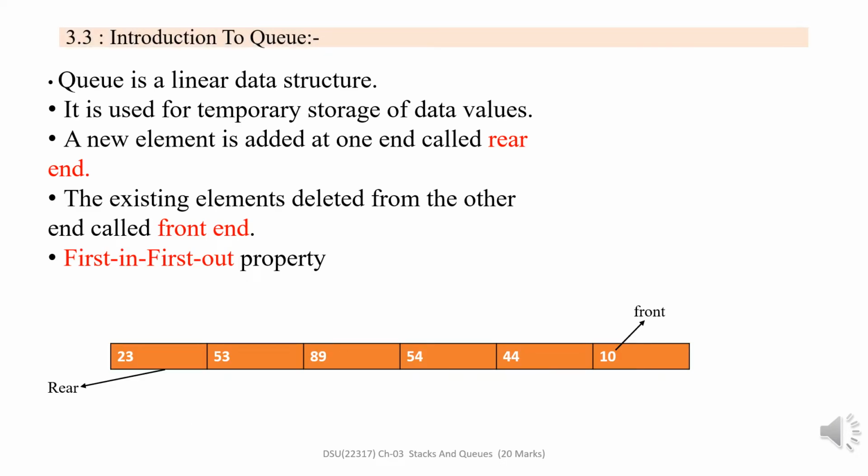And this is the introduction of queue. Queue is a linear data structure. It is used for temporary storage of data values. A new element is added at one end called the rear end, and the existing element is deleted from the other end called the front end. Queue has the first in first out property. This is an example of a queue, that is, array representation of a queue: 23, 53, 89, 54, 44, 10. 10 is the front of the queue and 23 is the rear of the queue.